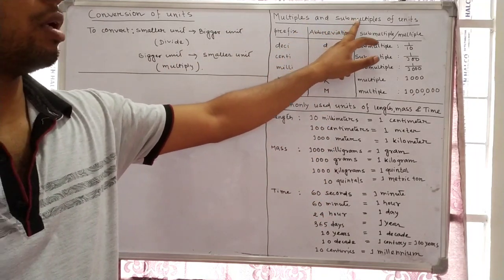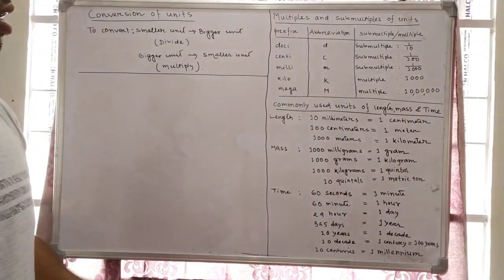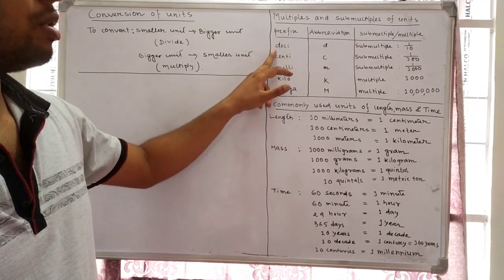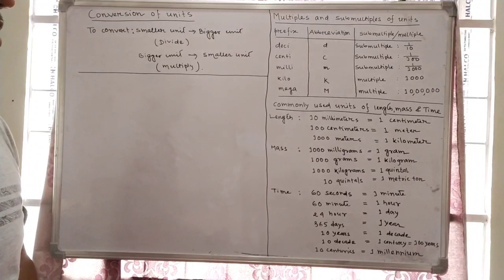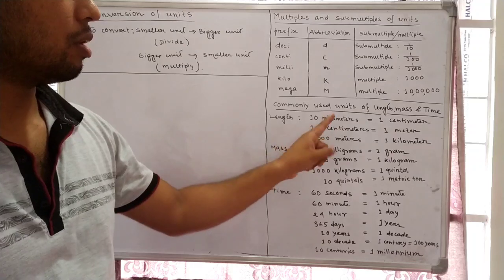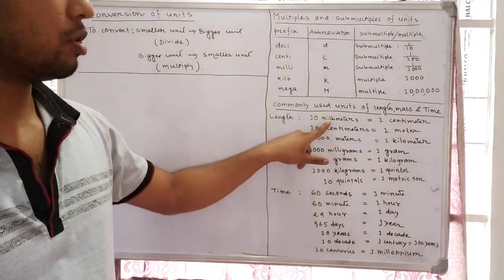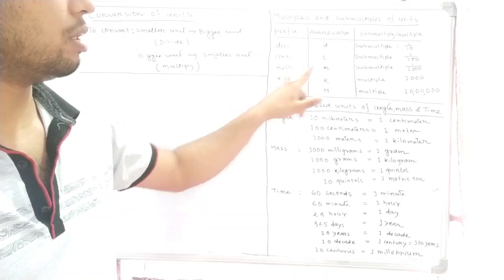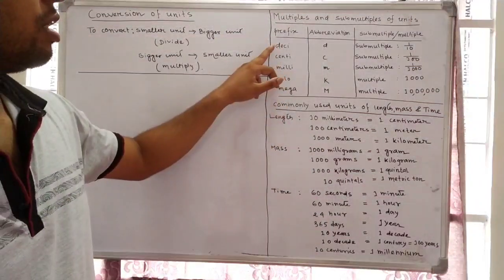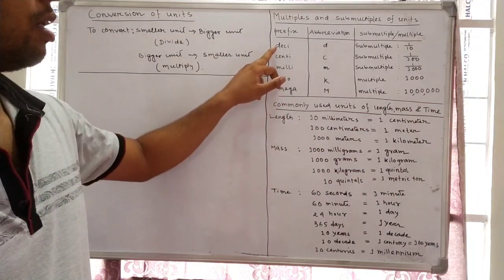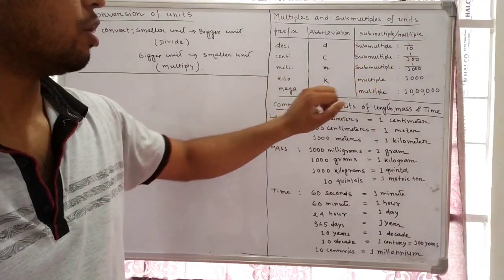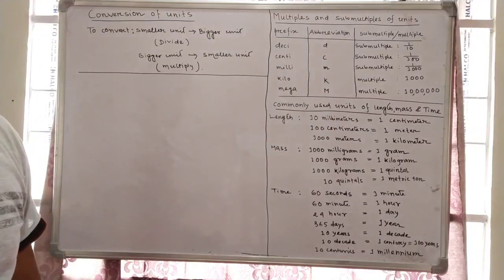Multiples and submultiples of units. So here some prefixes are there. A prefix means we use this term in front of a unit. For example, see here, millimeter. In this example, milli is a prefix. So this milli came from here: milli, submultiple thousand. Okay. So these prefixes we have to remember. Deci, submultiple 1 by 10; centi, submultiple 1 by 100. So all these things we have to memorize.